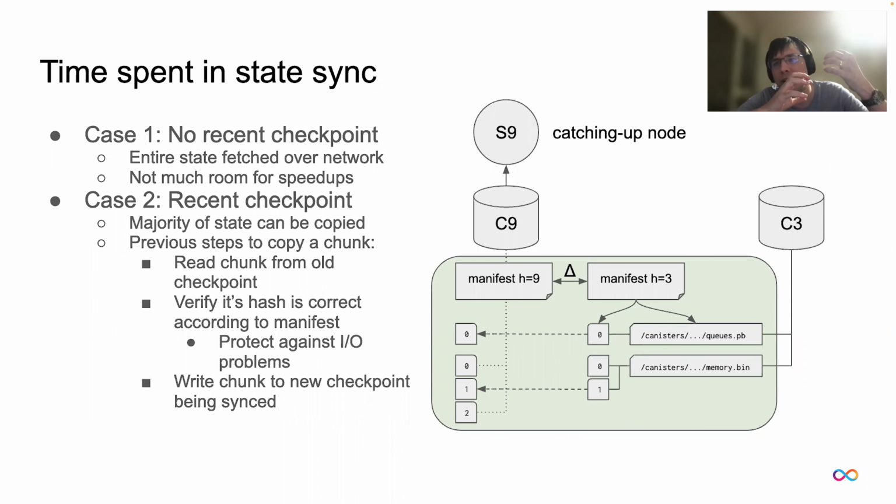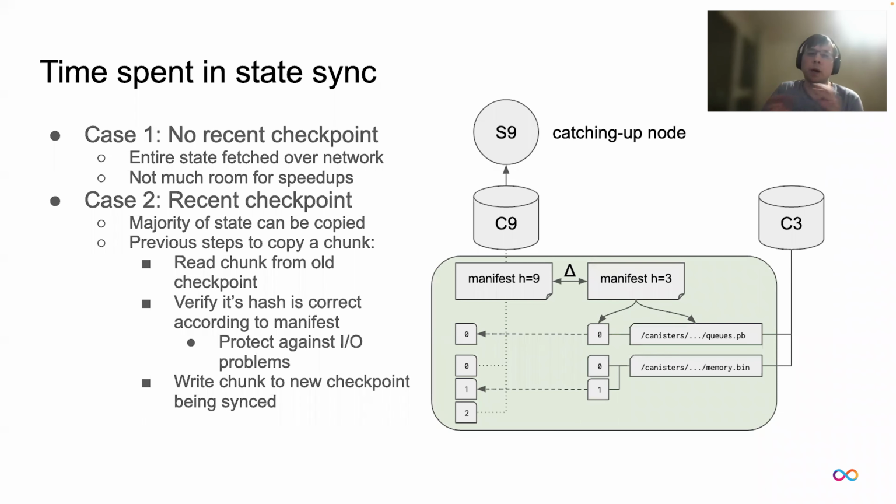It's in fact the other case where we can improve a lot. If we do have a checkpoint, most of the chunks will be copied. And it turns out this copying step we did in a somewhat silly way. That was wasteful. The basic steps to copy a chunk, before our changes, were: read the chunk from the old checkpoint, verify that it's correct by computing its hash and comparing it with what's in the manifest, and then write that chunk to the new checkpoint.